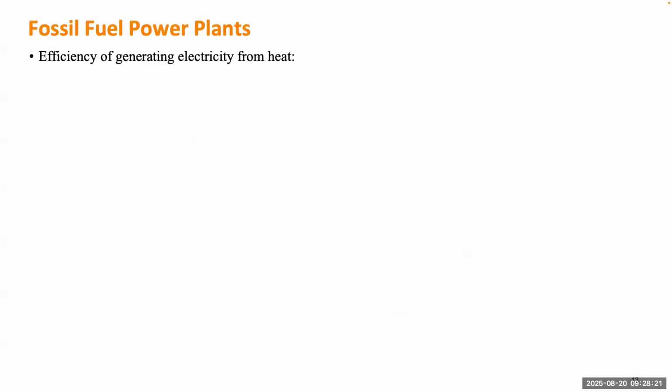Okay, so now let's just talk about the fossil fuel power plants. Fossil fuel power plants operate on a principle very different from the hydroelectric power plant, because the key principle here is generating the electricity from heat. Then when we consider efficiency, we have to consider two types of efficiency. The first one is non-thermal efficiency. The other is thermal efficiency. We need to maintain both efficiencies high to reach a high overall efficiency.